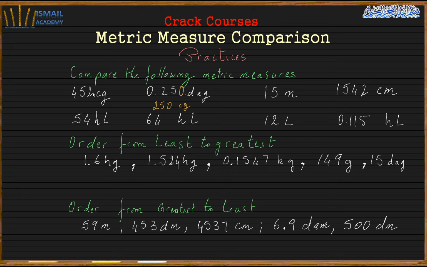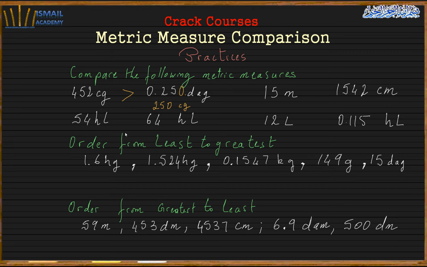So I have 452 and 250. I compare starting from the left, from the place value. This is the 100s, this is the 100s. 4 is greater than 2, that means this is the greater value.